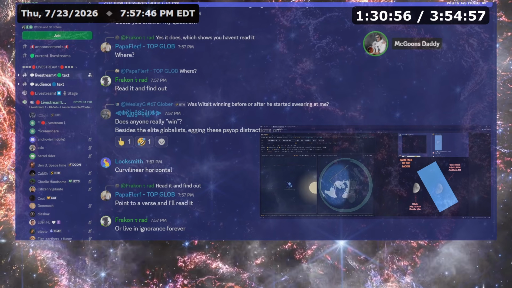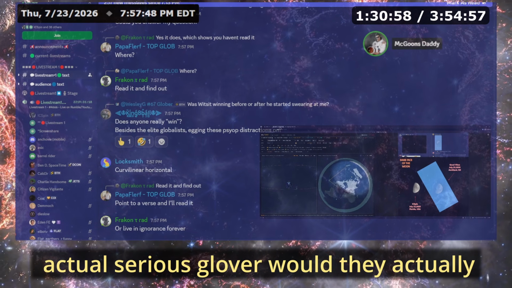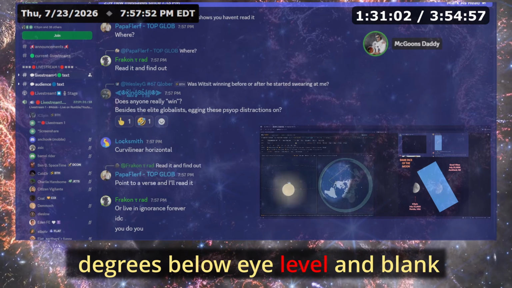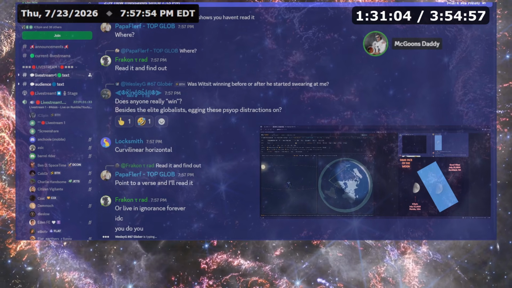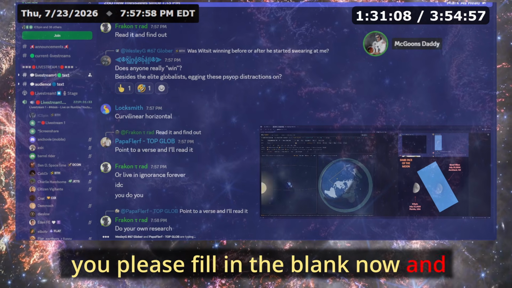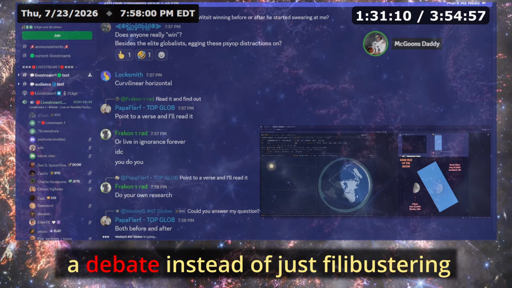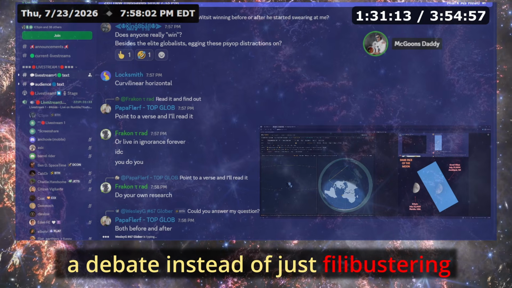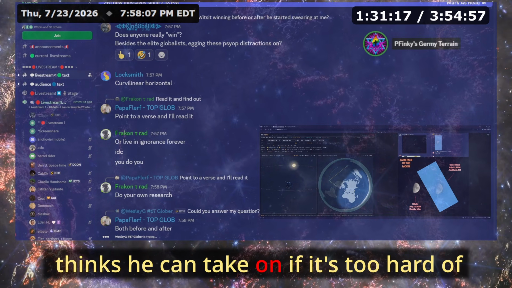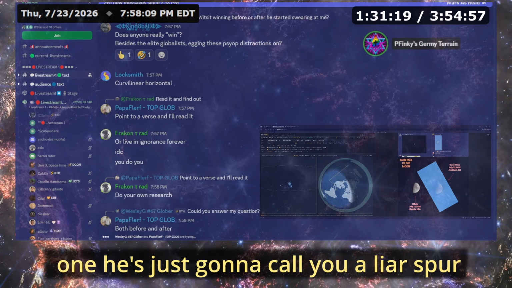Does any other actual serious globe believer want to complete the argument: 3 degrees below eye level and blank? Please fill in the blank now and complete the argument so that we can have a debate instead of just filibustering and trolling and lying. But you got to do one easy that Noah thinks he can take on. If it's too hard of one, he's just going to call you a liar.